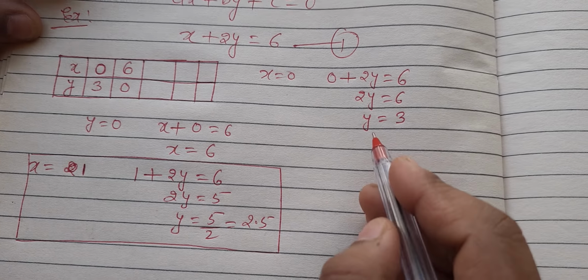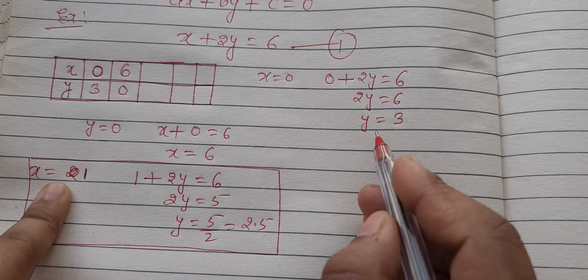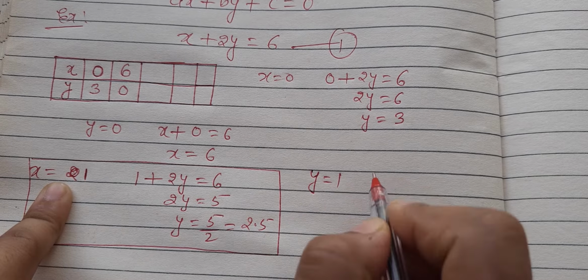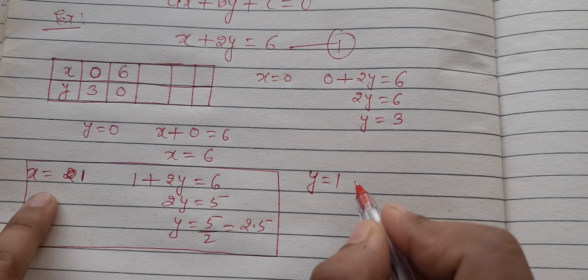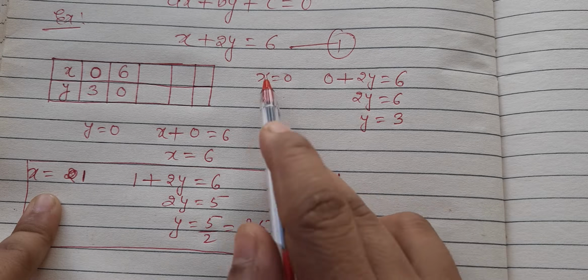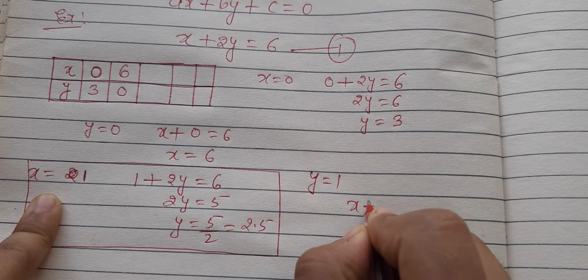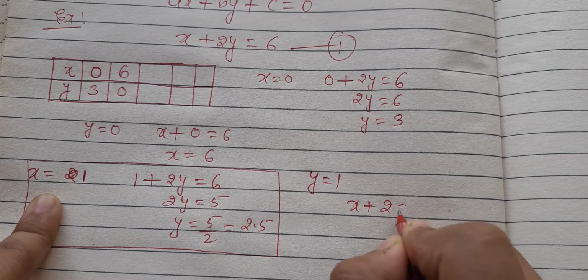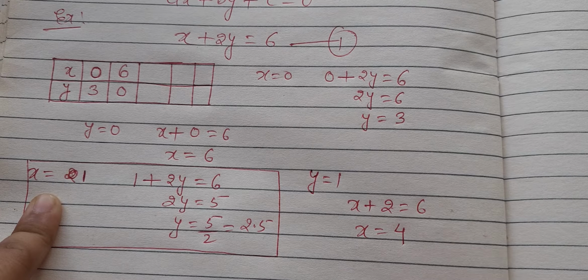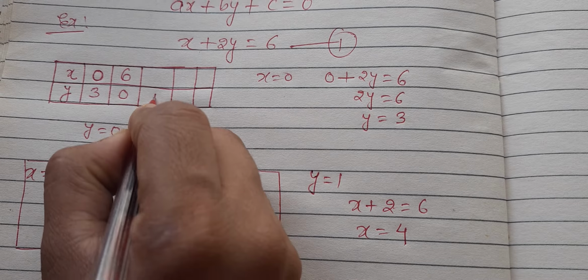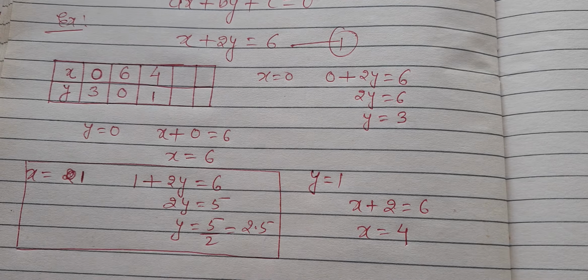So now what to do, we can take y equals to 1. You can put values of x, or also you can take values of y. So when you put y equals to 1 in this equation, you will get x plus 2 multiplied by 1, which is 2, equals to 6. x is equal to 6 minus 2, which is 4. So when y is 1, x is coming 4.